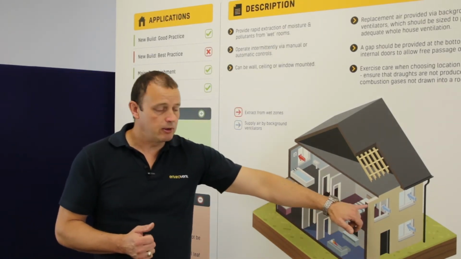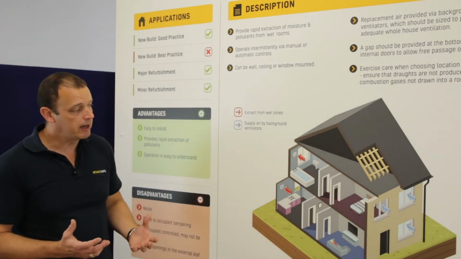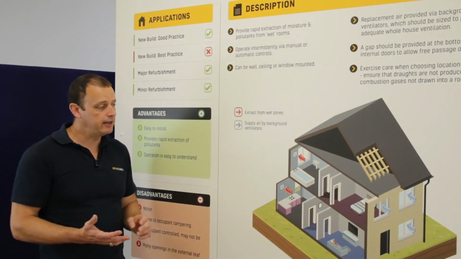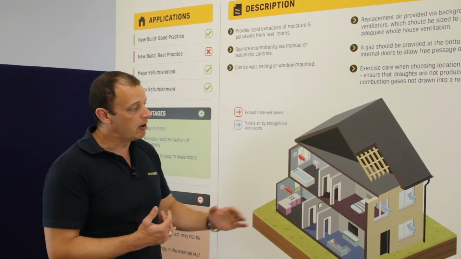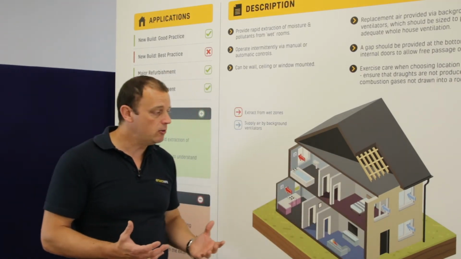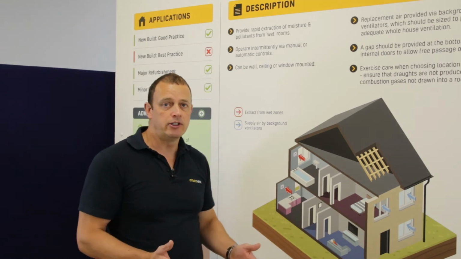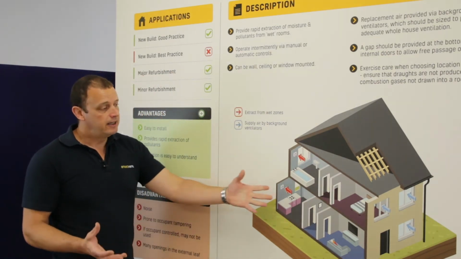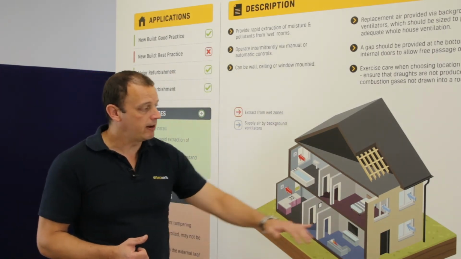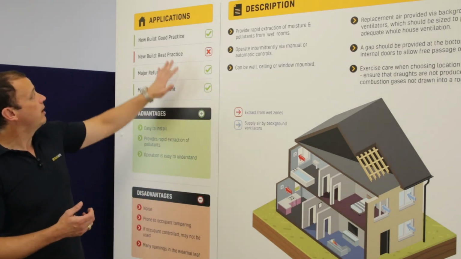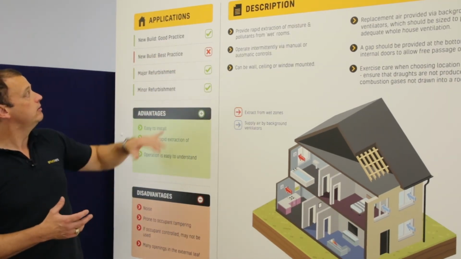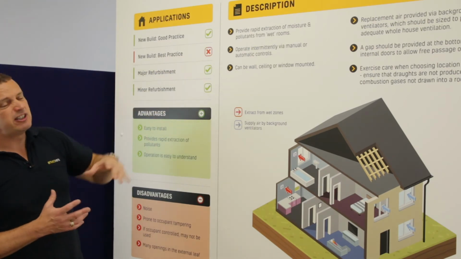There are requirements within the approved documents showing you how many background ventilators you need, depending again, as I say, on the size of the property. It will also depend on how new and how airtight the property is. So if we start using double glazing, cavity wall insulation, like we do with new build, then you're going to require more background ventilation. Hence one of the reasons why, if you look at this, we can see here new build, it's good practice, but it's not best practice.